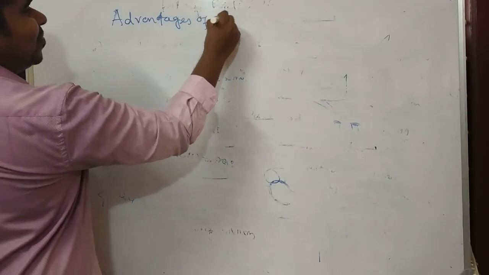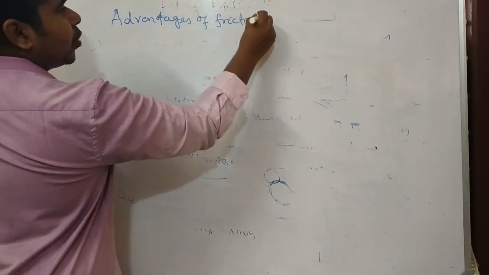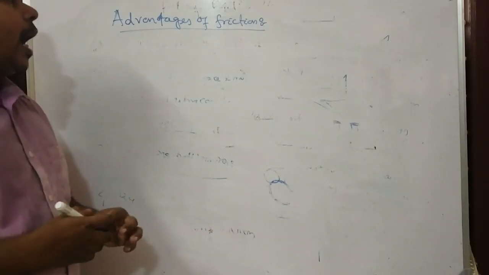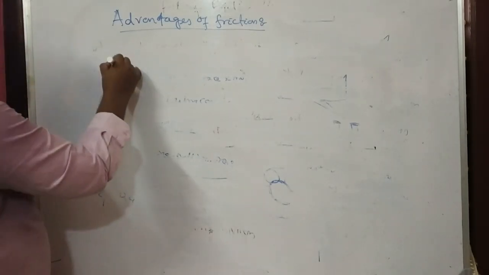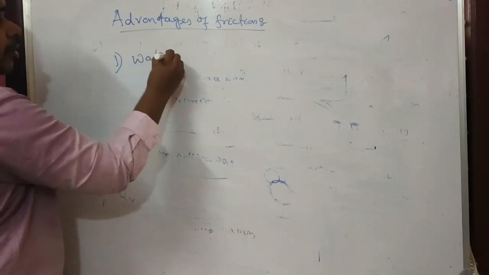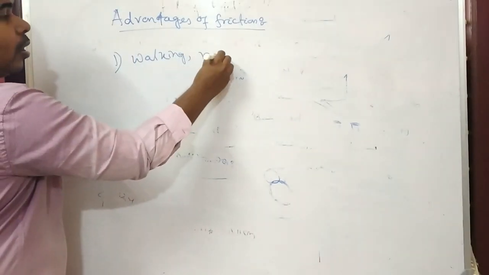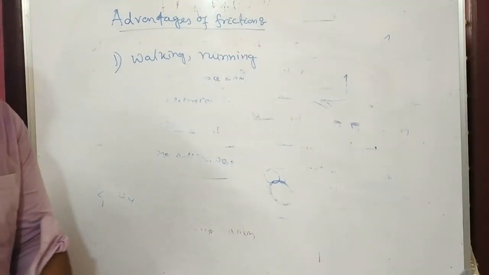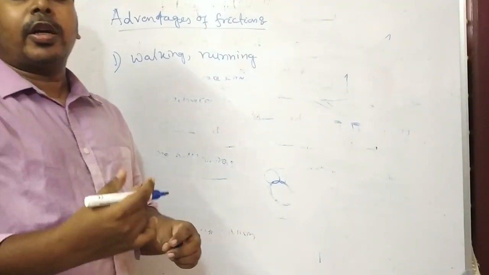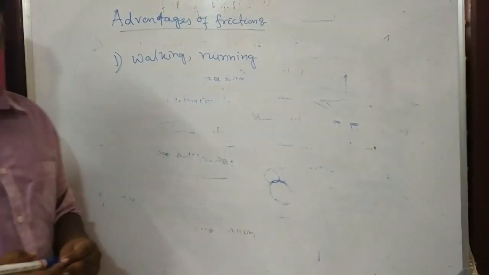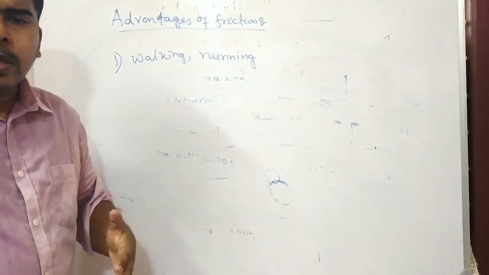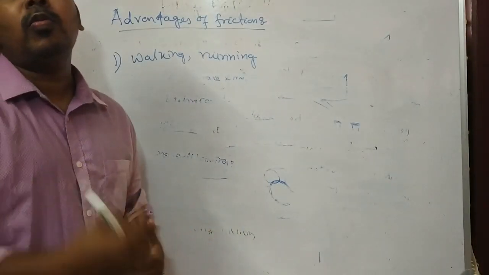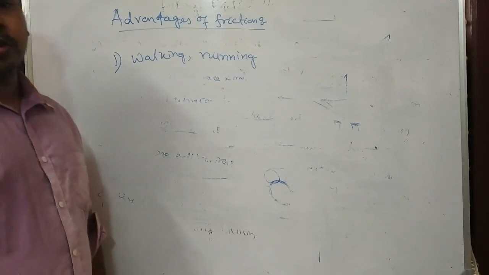That is known as the advantages of friction. I am moving a little faster because I have taken much time to discuss the previous topic. Advantages of friction: number one, walking or running. If there is not adequate friction over the surface, and you want to walk or run, you will slip and fall down to the ground. You cannot move if there is no friction.